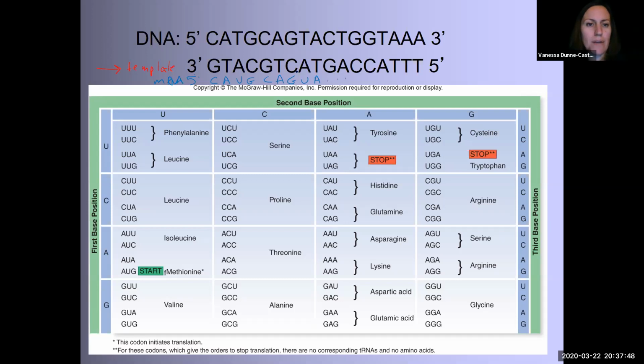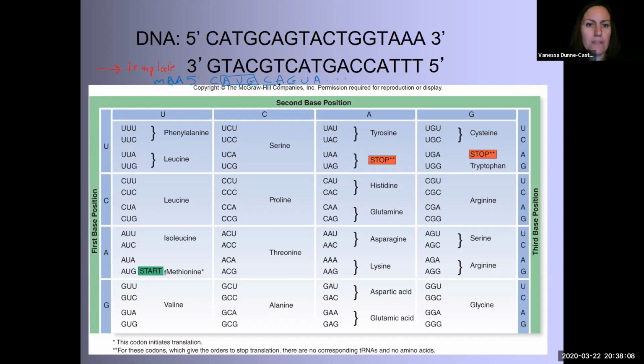finish this one. Okay, step number two. Wait, step one is find the template. Step two is to transcribe. Step three is to find the first AUG. Remember, we're just going to go nucleotide at a time. C, A, U, G. Stop. We found it already. So here is our start codon, AUG, and we're just going to highlight this.